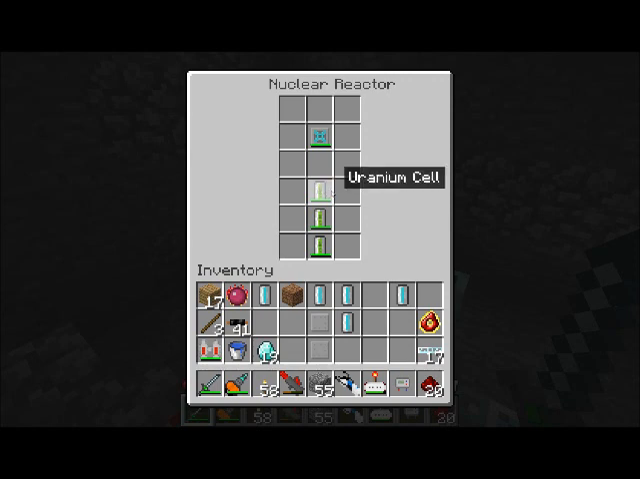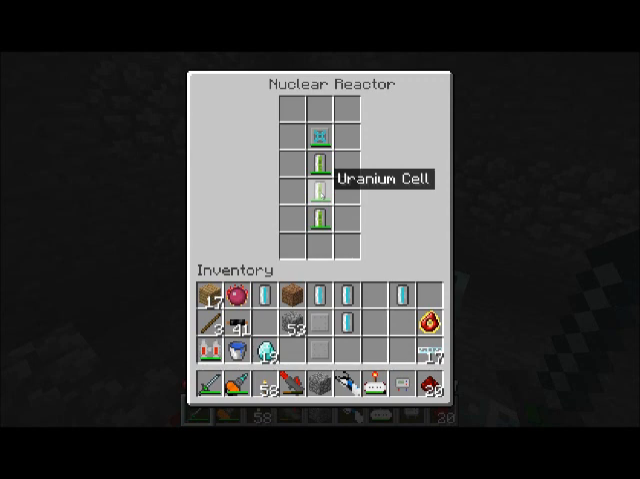A uranium cell at its lowest efficiency will produce 1 million units of energy. At peak efficiency, if it's surrounded on all 4 sides, right, let's pretend these cobblestones were uranium cells. Obviously that doesn't work. But if there were uranium cells on all sides, this guy would be capable of producing 5 million units of energy all by himself.